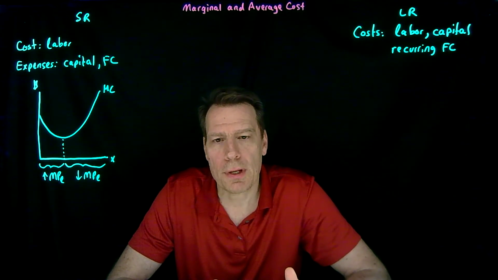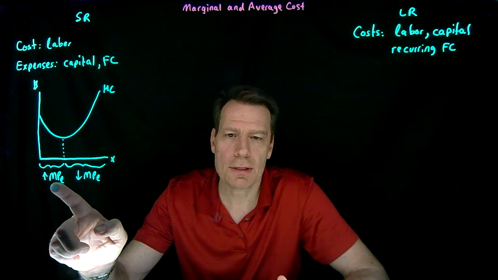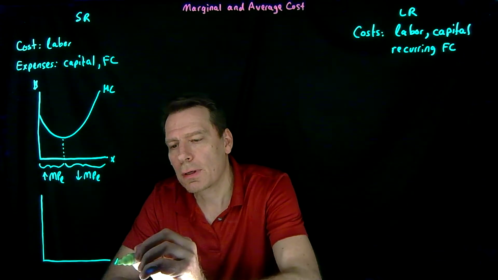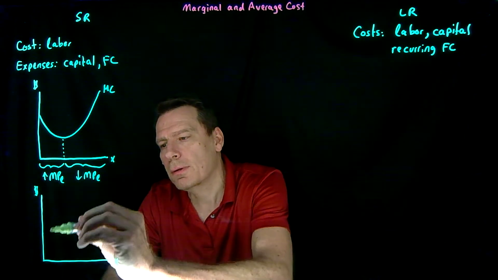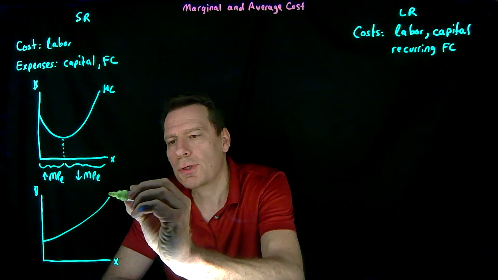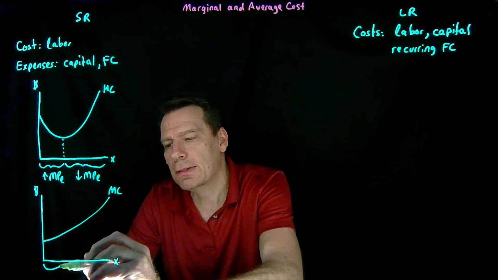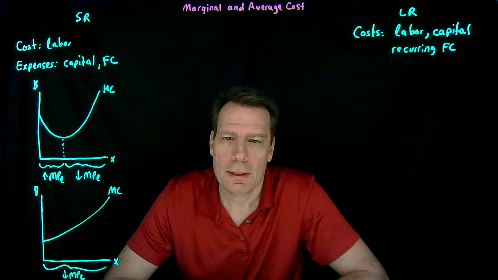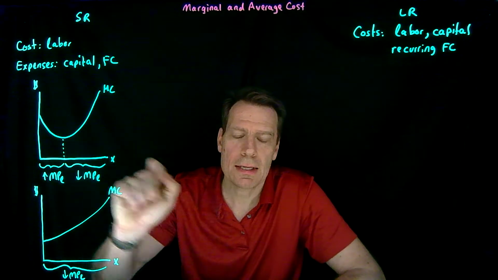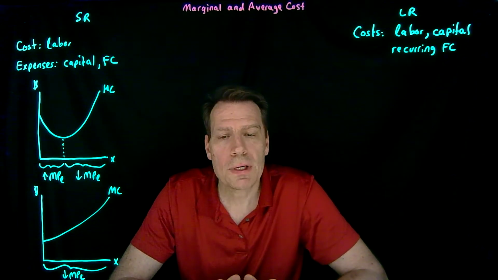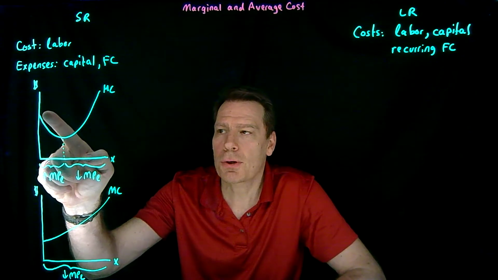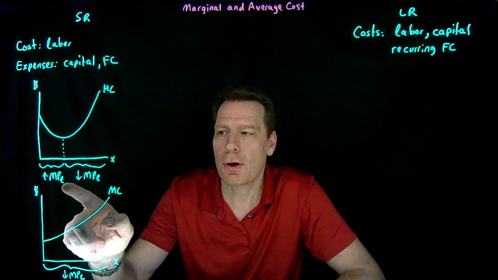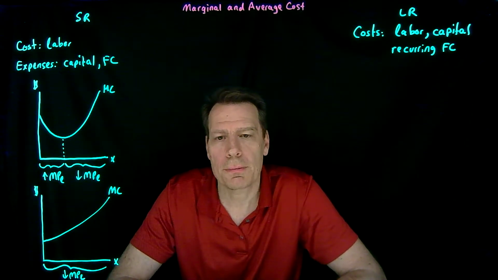Now we could have a short-run production function that doesn't have this increasing marginal product of labor portion. In that case, we'd get a marginal cost curve that is upward sloping throughout, that doesn't have that U shape. So in that case, we would have decreasing marginal product of labor throughout, and we'd never have that portion where it's getting easier and easier to produce. What we can't have is a marginal cost curve in the short run that keeps falling, because that would be a violation of the law of diminishing marginal product of labor.